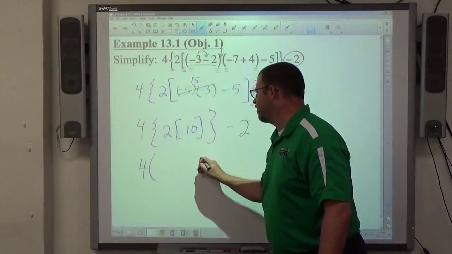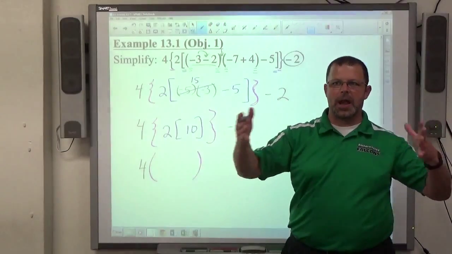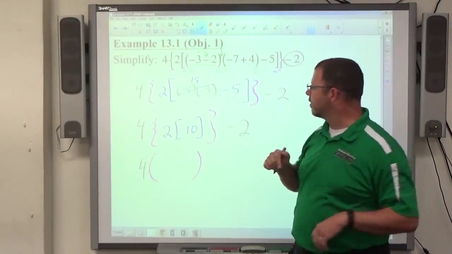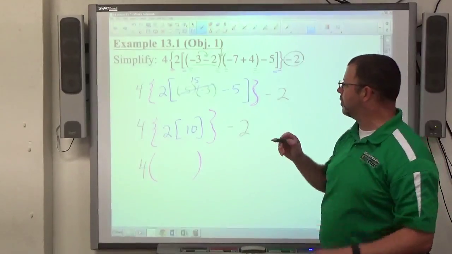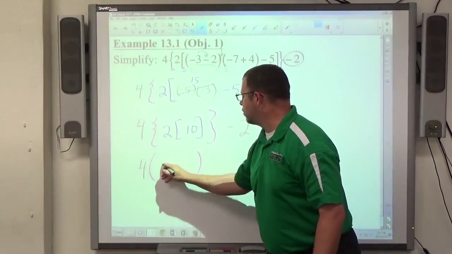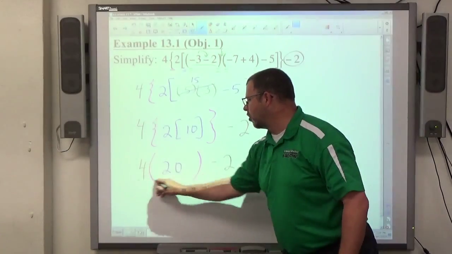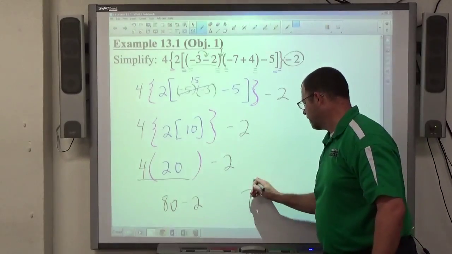I'm going to change my braces to parentheses because they're easier to draw. The whole reason I have braces and brackets and parentheses, different types of grouping symbols, is just to help distinguish where one begins and one ends. So as you simplify, you can change the braces or brackets into simpler structures. 2 times 10 is 20, and I'm still subtracting 2. And then finally, I've got a multiplication. 4 times 20 is 80, and 80 minus 2 is 78.